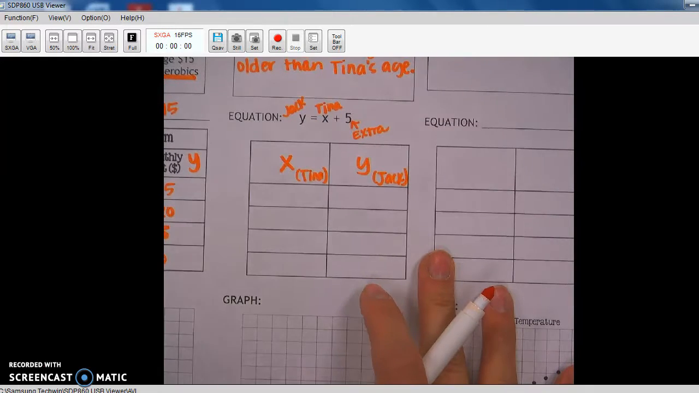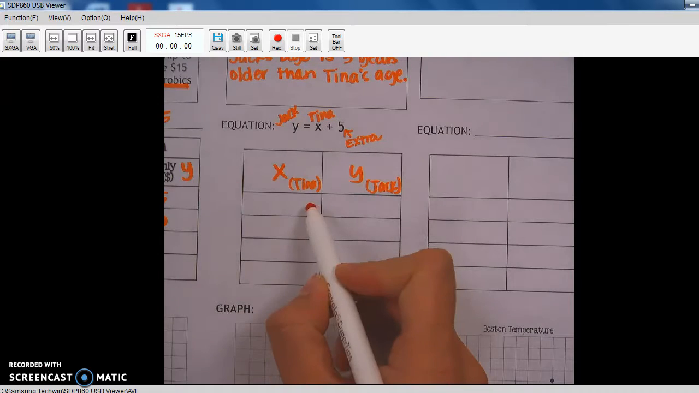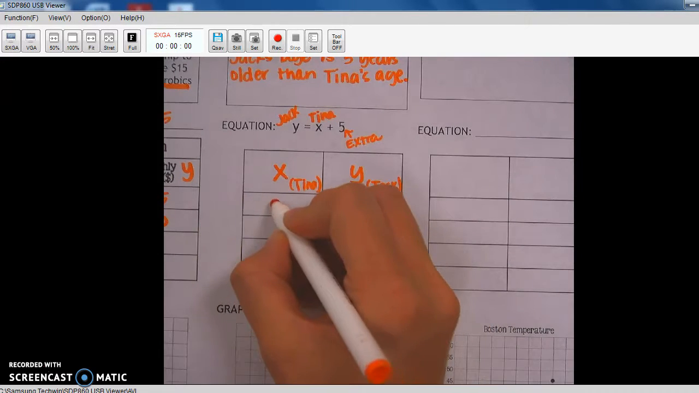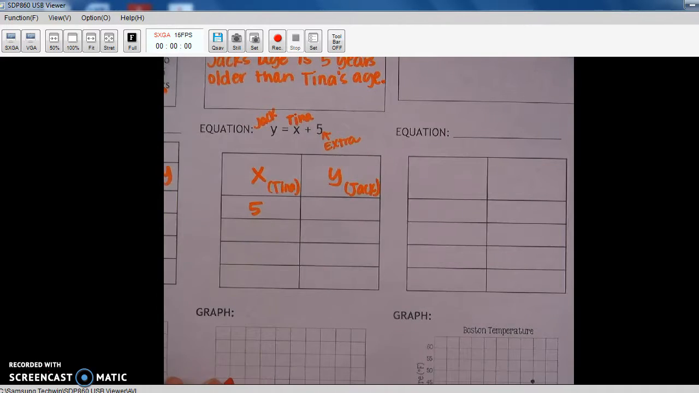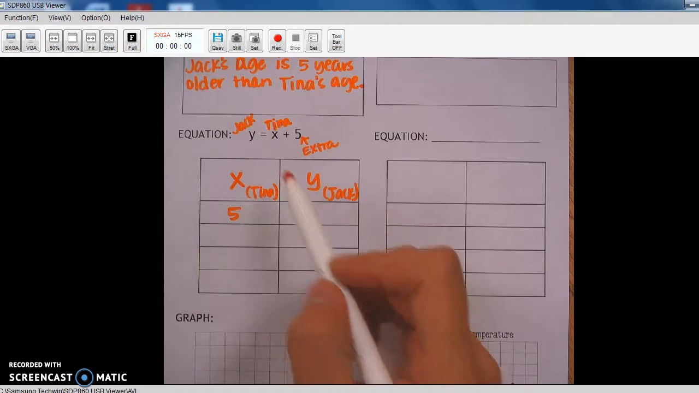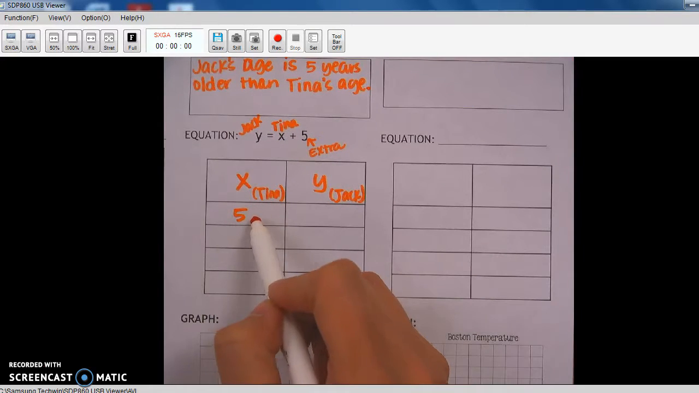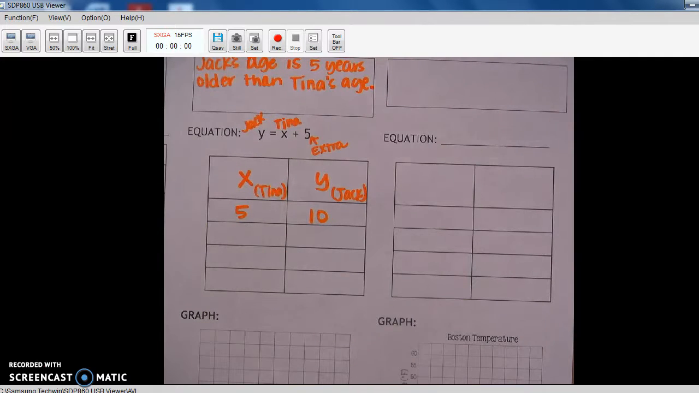Then I can just make up some values. So let's say Tina is 5 years old. How old is Jack if Tina is 5 years old? Well, my equation tells me all I need to do is add 5 to Tina's age to get Jack's age. So 5 plus 5 gives me Jack would be 10 years old.